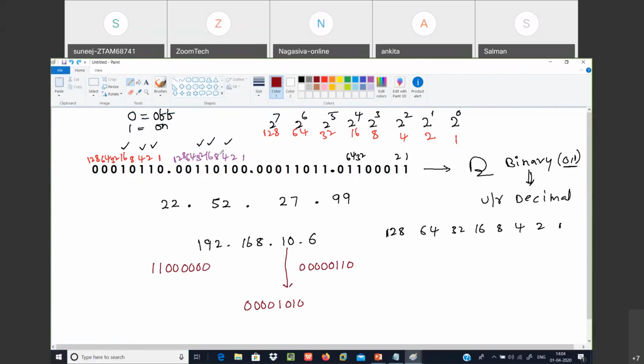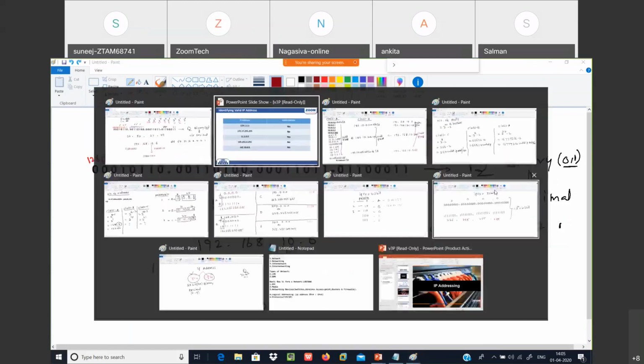We clearly discussed how to convert from binary to decimal, right? The values 2 power 0, 2 power 1, we clearly discussed here. Now, 0 indicates the bit is off, 1 indicates the bit is on. Similarly, how to convert from decimal to binary we also discussed, right? All 32 bits are divided into 4 octet format.